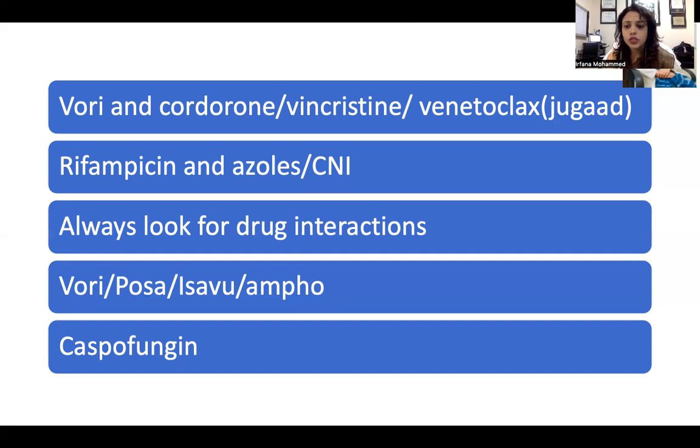Isavuconazole causes shortening of the QTc, but it can have liver toxicity, but it does not cause hypokalemia.